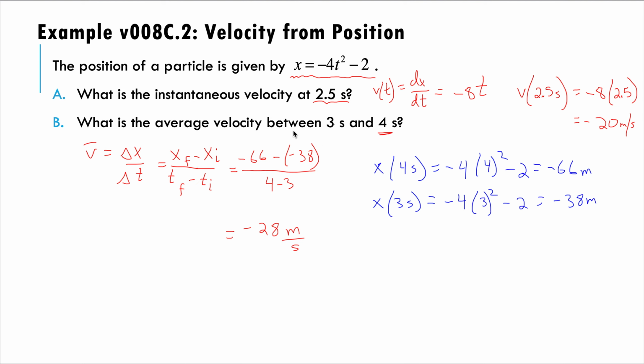And that makes sense because if you plot this curve, the curve will look like this. If you plot it, it's going to look like a parabolic function. And so when you are at positive time over here, then you can see that the slope is negative, which means a negative velocity.